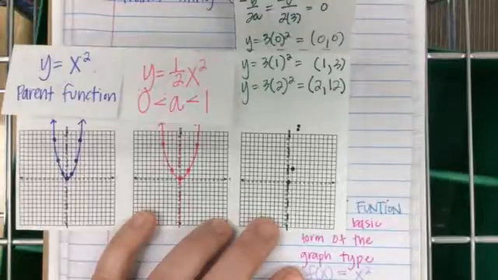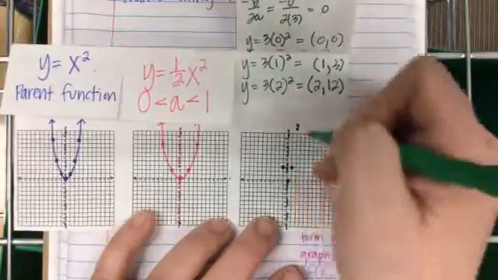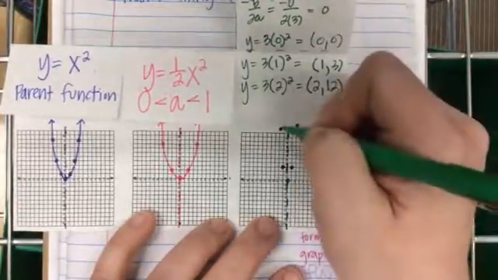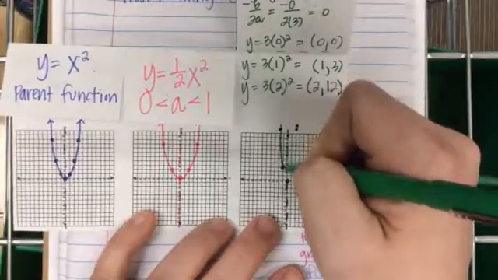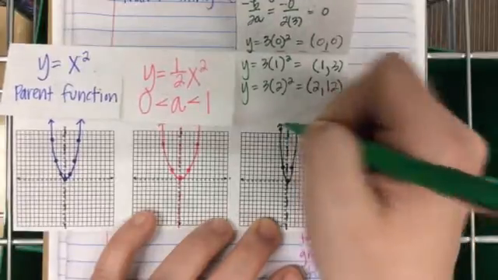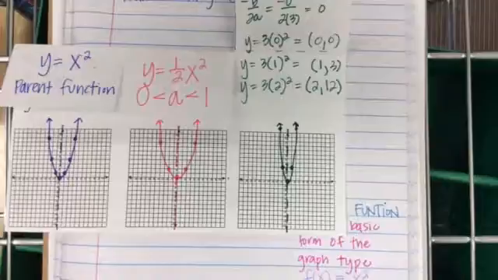So reflect, because I now have 3 ordered pairs, and connect with my best ability. What happened? It got skinnier.